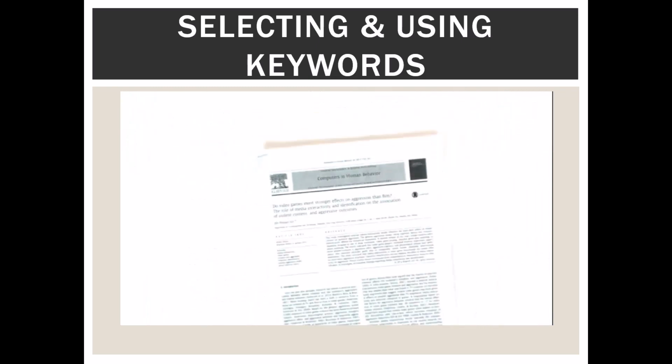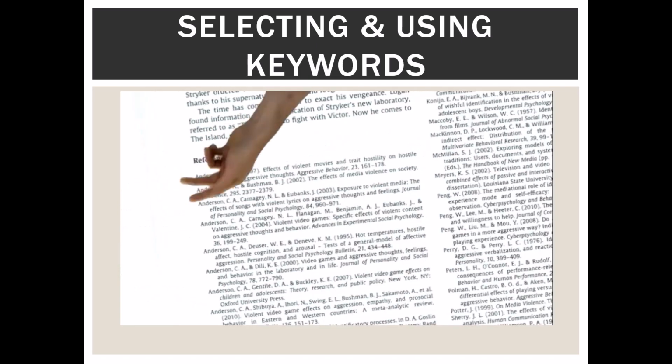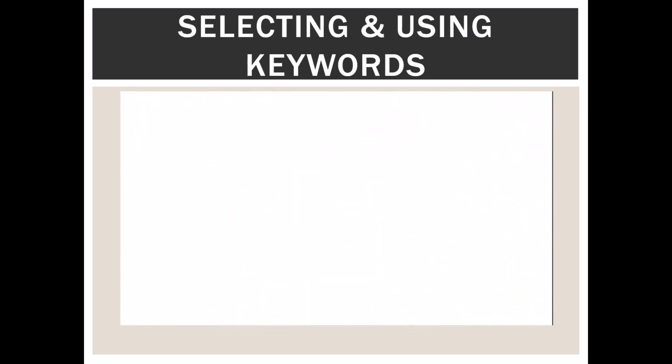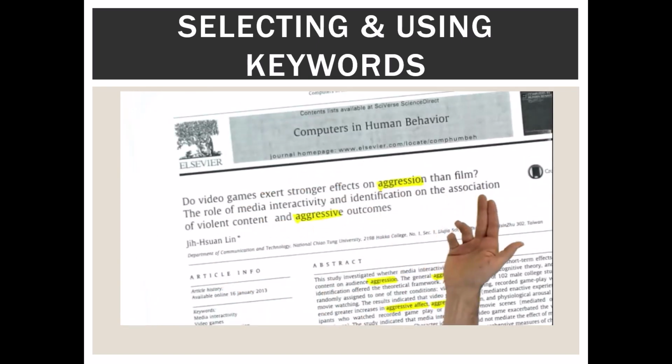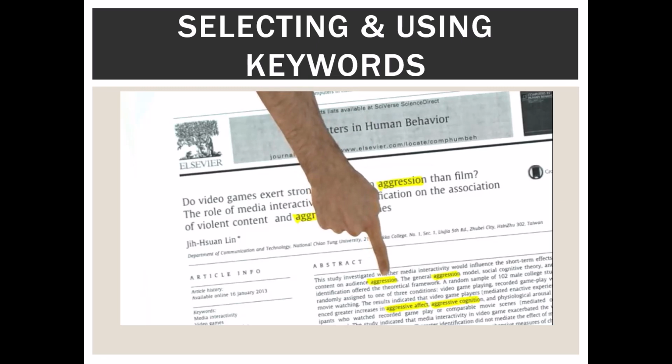They're gonna be thorough. Flip to the end of that article you found and check the references. It'll contain a comprehensive list of books and articles on your topic. You can then locate those articles in our databases, or skim the text of the article for new keywords. Maybe you can find some terminology you haven't thought of yet. For example, a lot of the research about video games seems to use the word aggression.